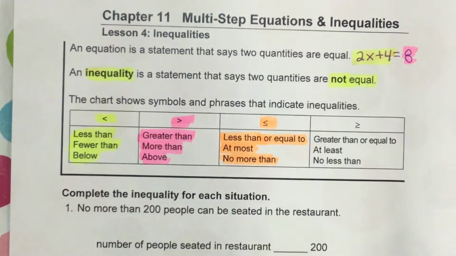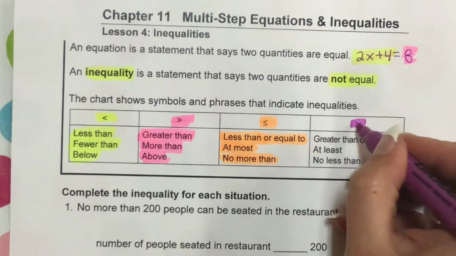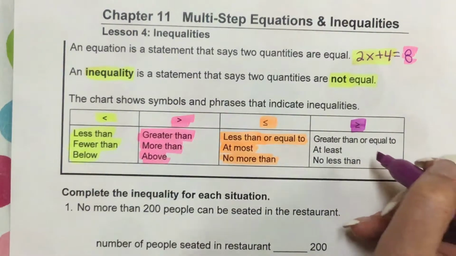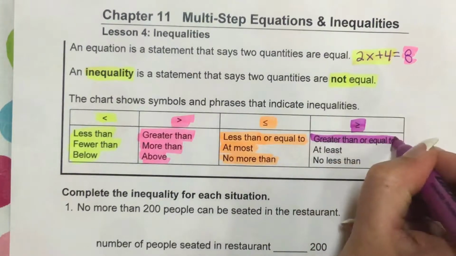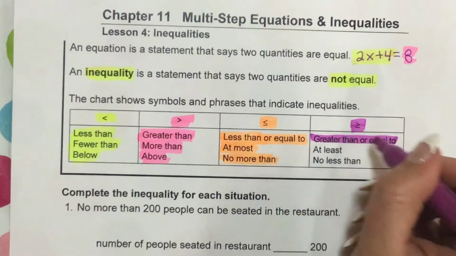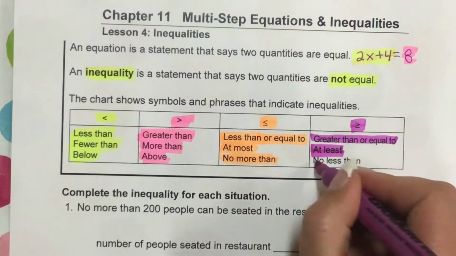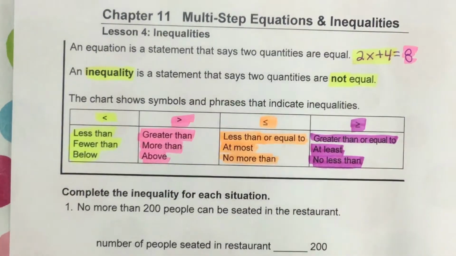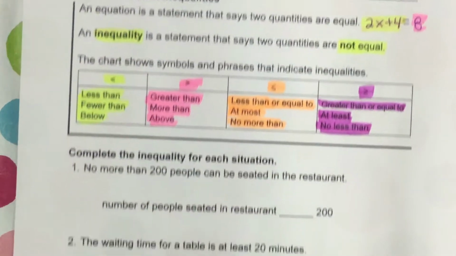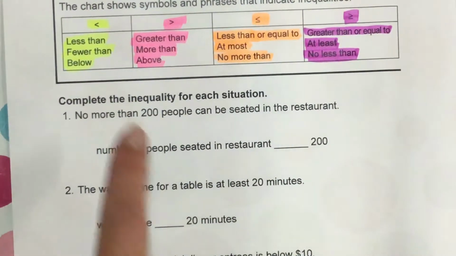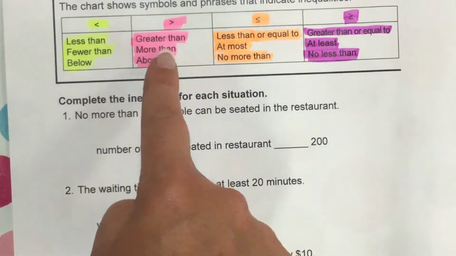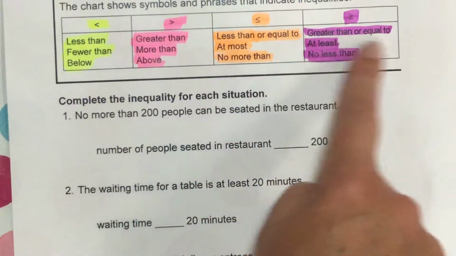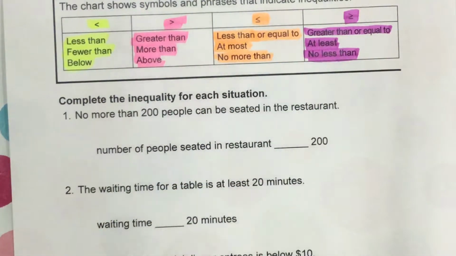And then the last symbol that we'll be looking at is one that looks like this. And that means greater than or equal to. That's what that little line means, at least or no less than. Okay? So we're going to complete the inequality for each situation using these symbols right here. Less than, greater than, less than or equal to, or greater than or equal to.